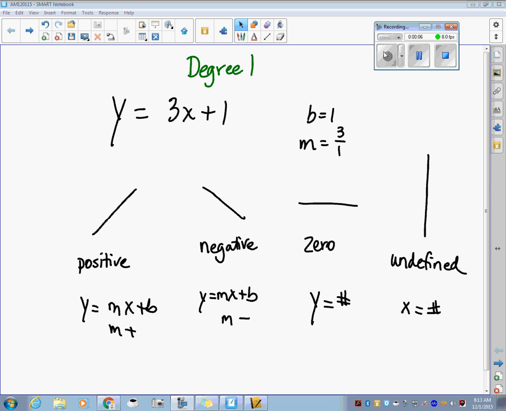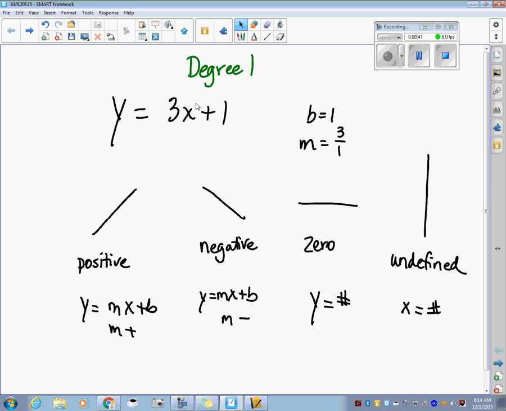So lines, linear equations, are of degree 1. Lines have x to the first power right there, right? And so if you recall, when we're talking about lines, you have y equals mx. So the coefficient of the x is the slope, right?